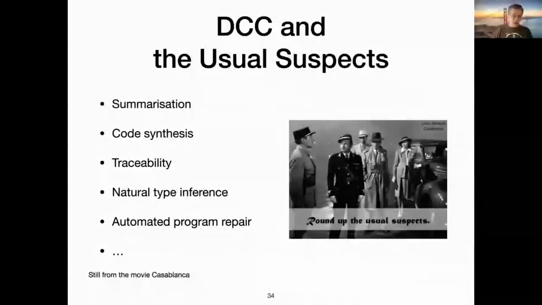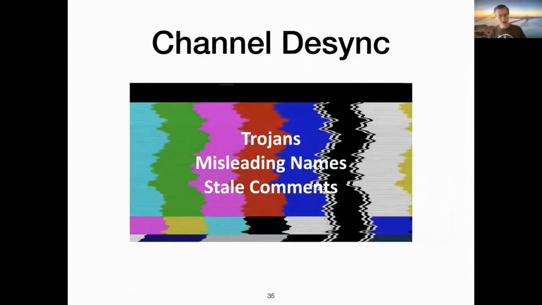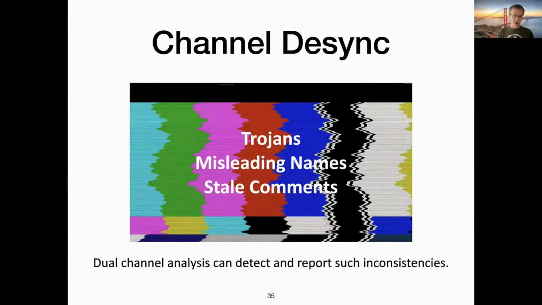For the usual array of software engineering tasks, the two channels can fall out of sync. Code can do something other than what it says it does, like save your file and send your banking details to evil.com. A function that computes the sieve of Eratosthenes can be misnamed, as we saw earlier. Comments can also lose any connection at all to the code they originally commented. Dual channel analysis can detect and report such inconsistencies.